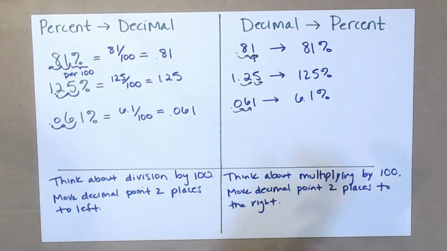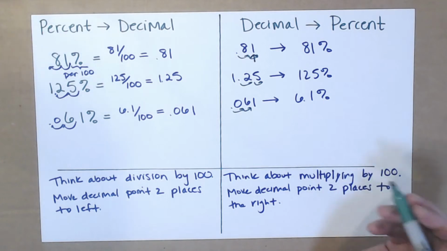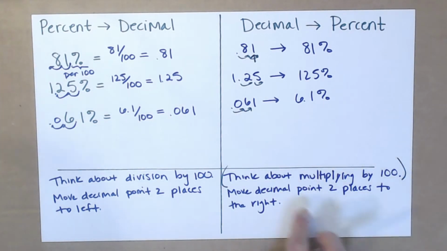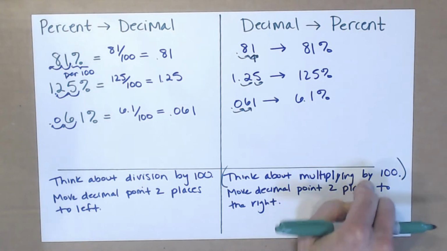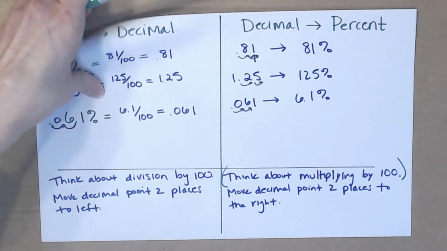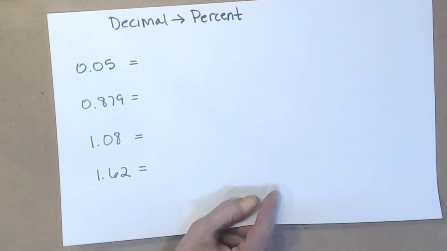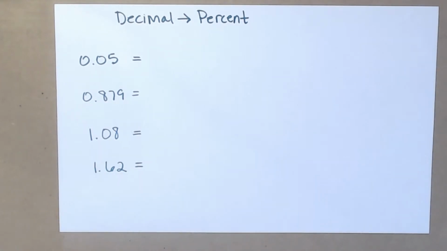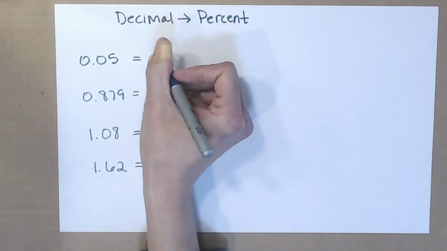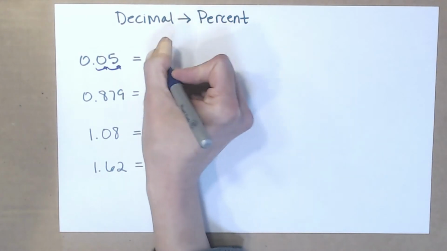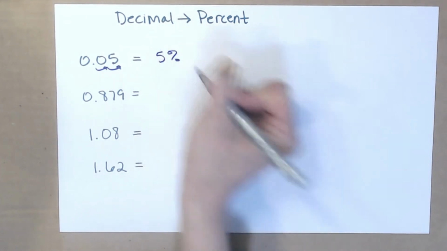So now let's explore why this works. Why does this work here, that we multiply by 100 to convert a decimal to a percent? We'll use these examples to illustrate. The first one is 0.05. Okay, so we're going to talk about why it works to multiply by 100 to change it to a percent.